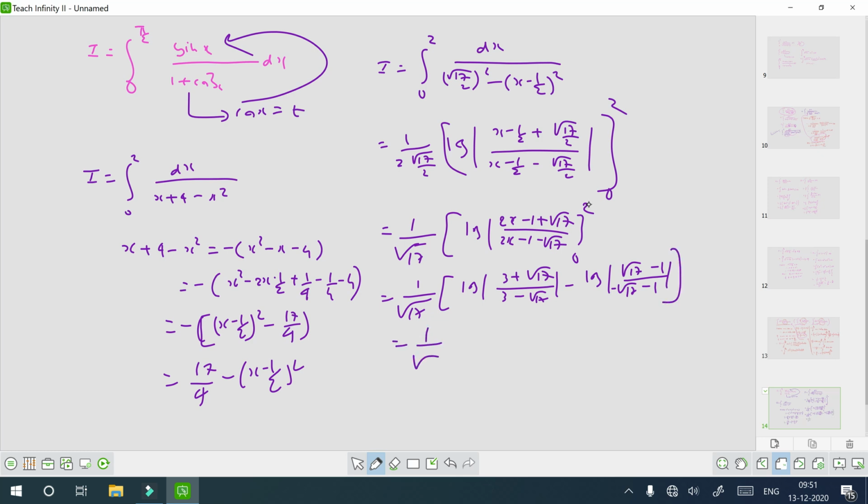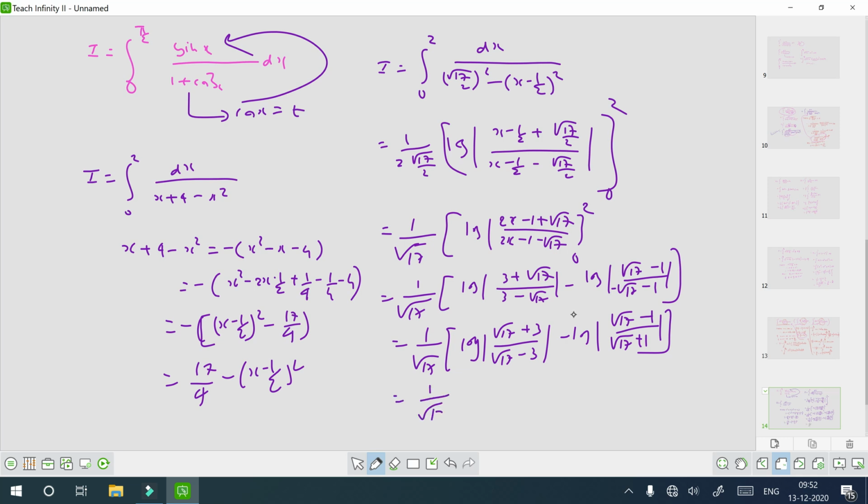1 by root 17 log (3 plus root 17) whole square. No, as it is. Here also we can write in this way: root 17 plus 3 over root 17 minus 3 also. Why? Because the magnitude sign is there. Minus log of root 17 minus 1 under root 17 plus 1. Clear? In this way. Now you can rationalize it also.